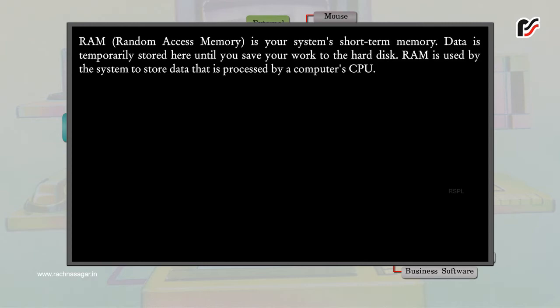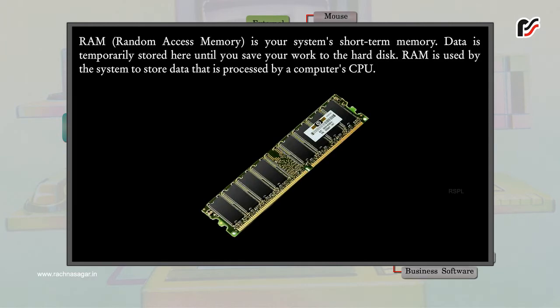RAM, Random Access Memory, is your system's short-term memory. Data is temporarily stored here until you save your work to the hard disk. RAM is used by the system to store data that is processed by a computer's CPU.